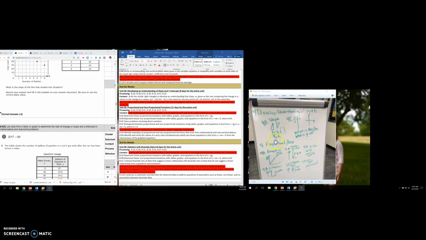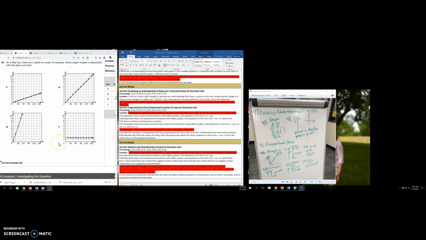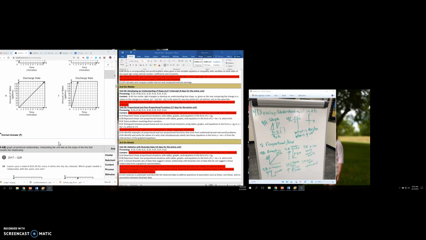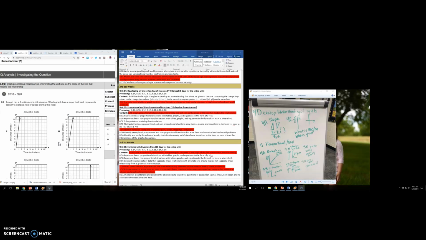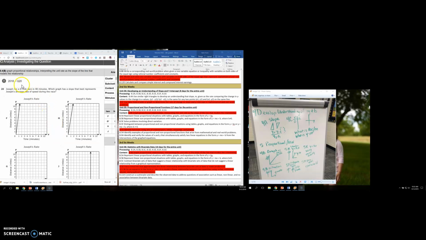So let's start out with just looking at 4b. So 4b is using the verb graph proportional relationships. So they're going to be expected to look at a proportional relationship and graph it, and recognizing that it's a unit rate and that the slope is that unit rate. So let's check out 4b from the beginning. Okay, so you're going to be given a proportional relationship, they're going to have to then graph that proportional relationship.